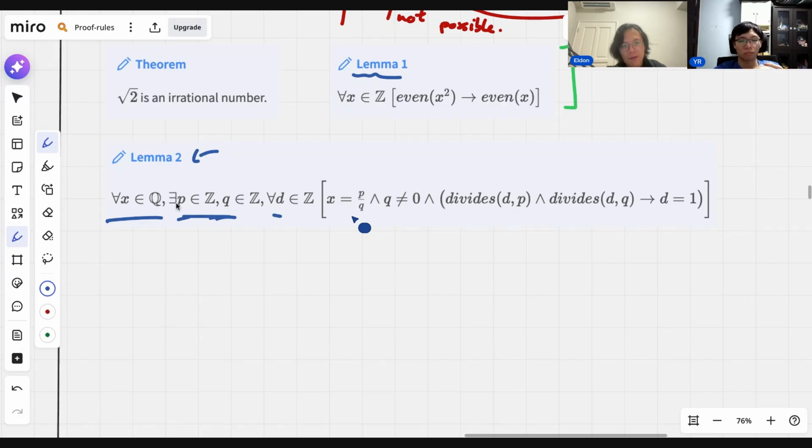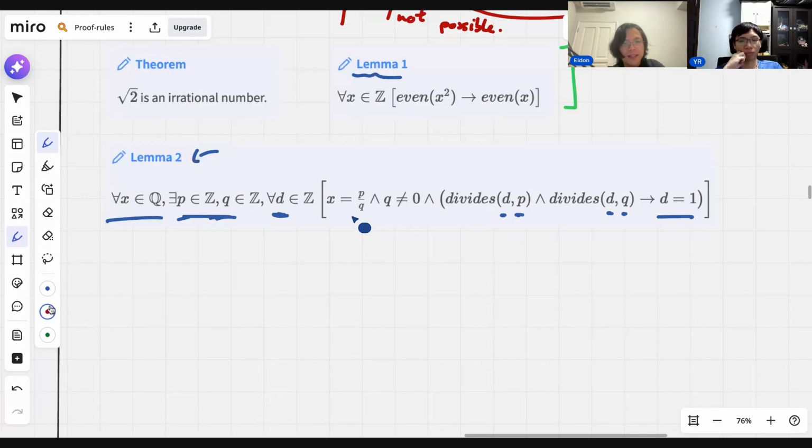What we're going to say is that any rational number x can be written in fraction form, p over q. The same thing as before, the denominator has to be non-zero, so q is non-zero. And if we go through all possible divisors d, if d divides p and d divides q, then d must be equal to 1. So what is this trying to say? It's basically just trying to say that x can be written in simplified form.